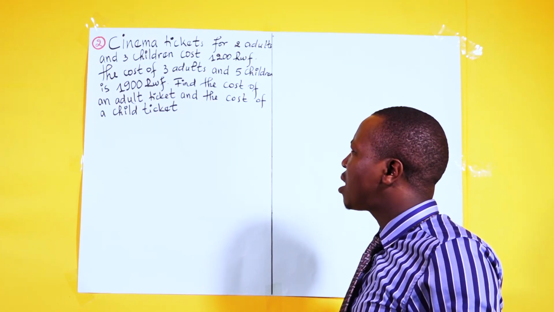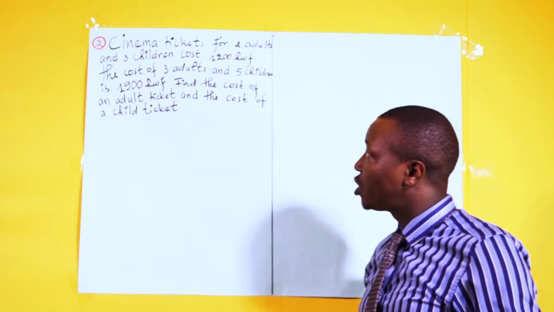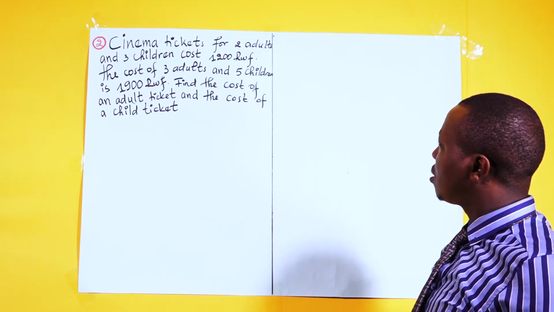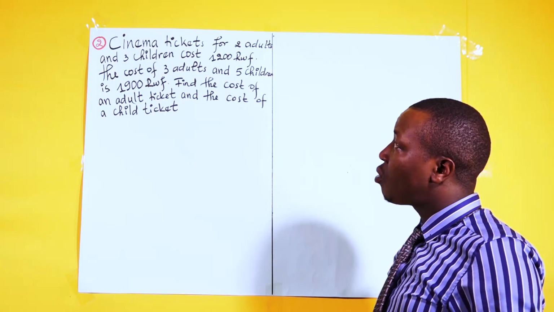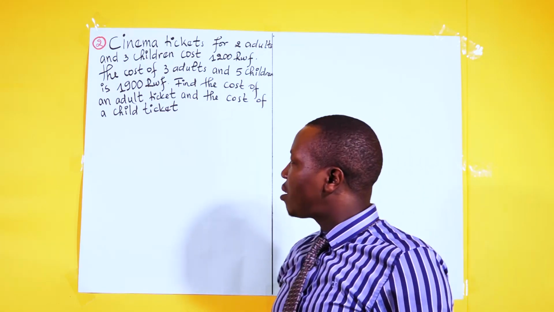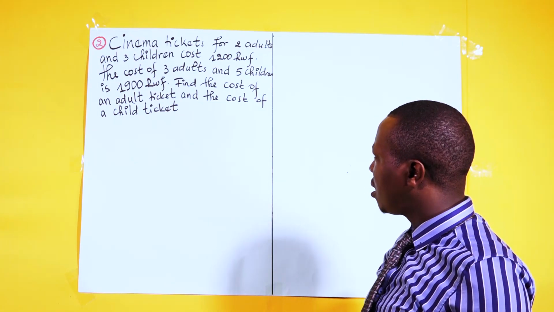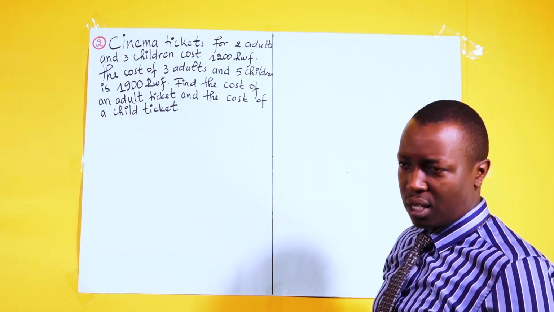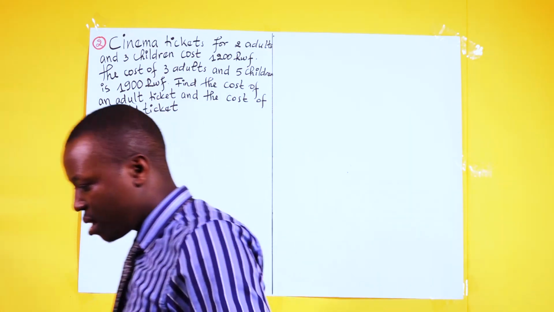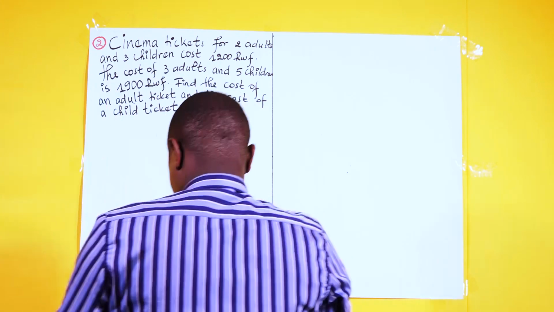Let us see the second question. And the second question says: A cinema ticket for 2 adults and 3 children costs 1,201 francs. The cost of 3 adults and 2 children is 1,901 francs. Find the cost of an adult's ticket and then the cost of a child's ticket. Let us answer this question together.